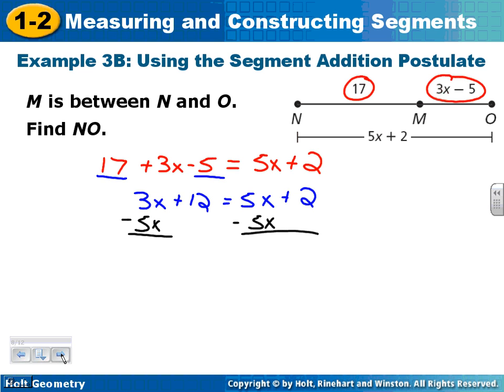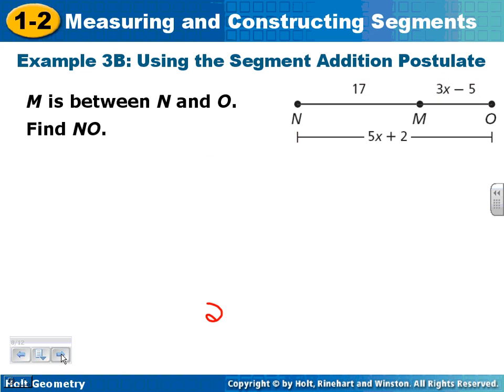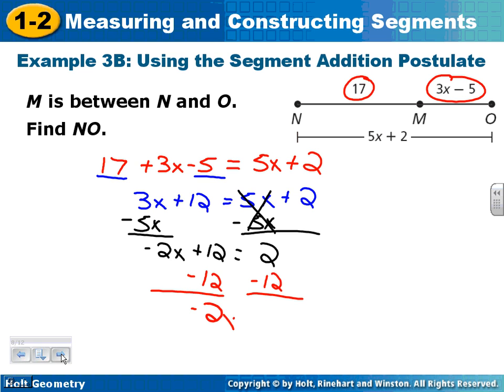Then I'm going to subtract 5x from both sides. This shouldn't be a big deal for you since you've already had algebra. Negative 2x plus 12 would equal, x that out, 2. Then I want to subtract 12. That gives me negative 2x would equal negative 10. And of course, I would divide by negative 2. You get an answer of, looks like positive 5.